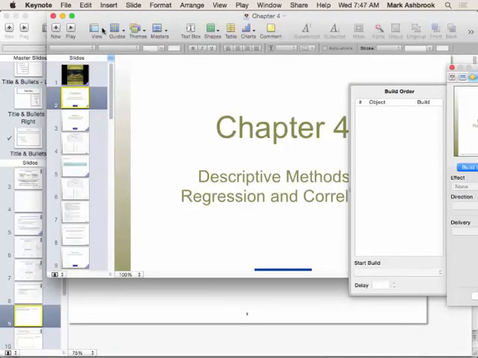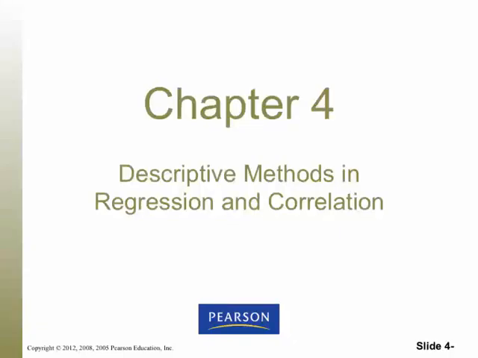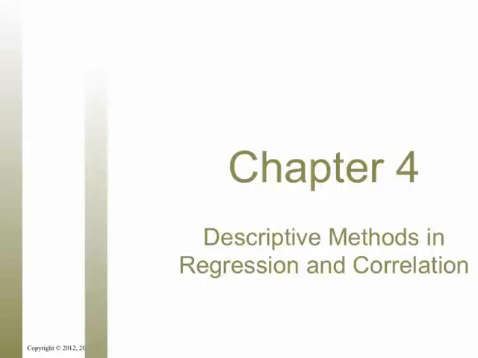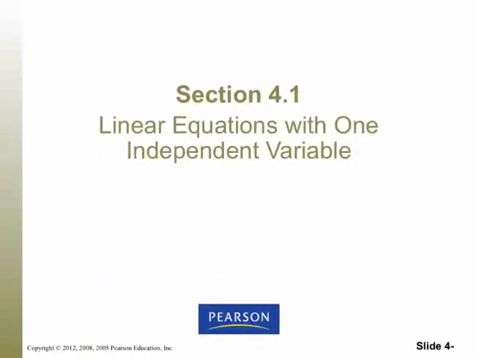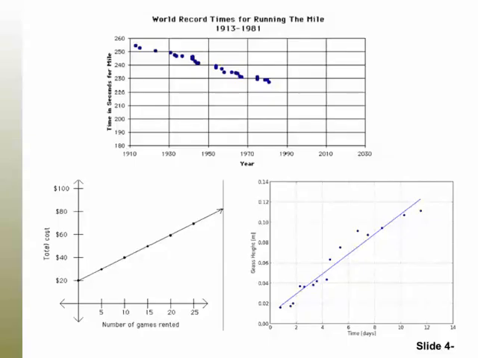Okay, so chapter 4 is about regression and correlation. So 4.1 is linear equations with one independent variable. So what do we mean by that? Lots of relationships in the world can be modeled if you put one variable on the horizontal axis, another variable on the vertical axis, and you get data, and it turns out to be linear in nature. That's not all relationships, but many are like that.